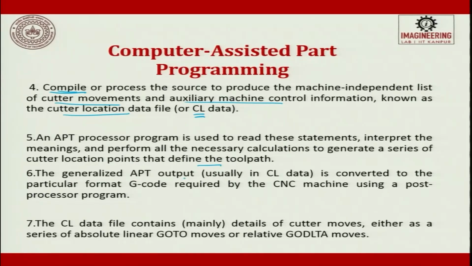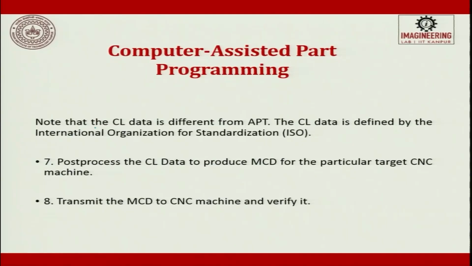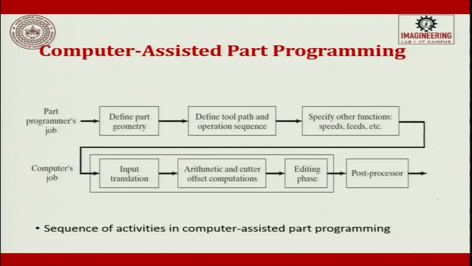The generalized APT output, the CL cutter location data, is converted to the particular G code format required by the CNC machine using a post processor program. The CL data file contains details of the cutter movement either as a series of absolute linear go to moves or relative go delta moves. Note that the CL data is different from APT. CL data is defined by the International Organization for Standardization, ISO. Then finally, you do post processing and transmit it to the MCU.